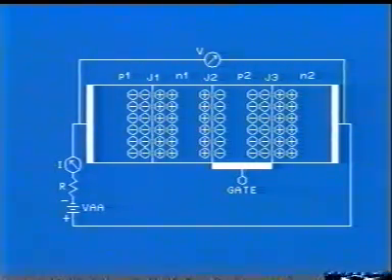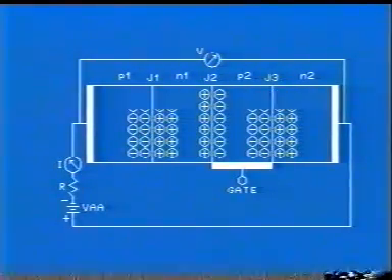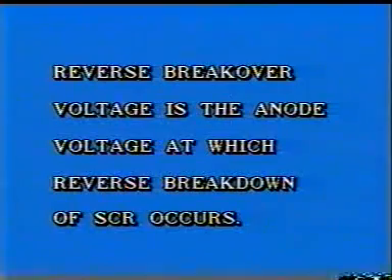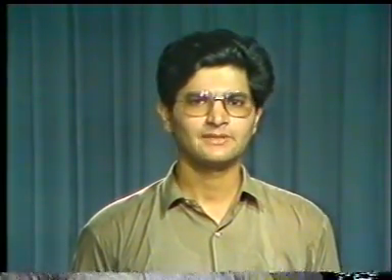As we go on increasing the bias, a stage comes when junctions J1 and J3 break down. At this anode voltage, reverse breakdown takes place. This value of anode voltage is called the reverse breakdown voltage. Reverse breakover voltage is the anode voltage at which reverse breakdown of the SCR occurs. However, SCRs are not usually designed to operate in the reverse bias region. Therefore, we would not actually perform the experiment to verify this.